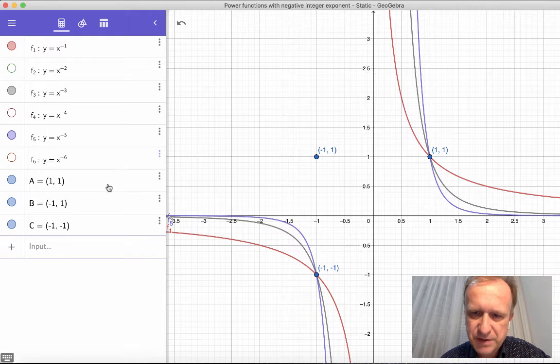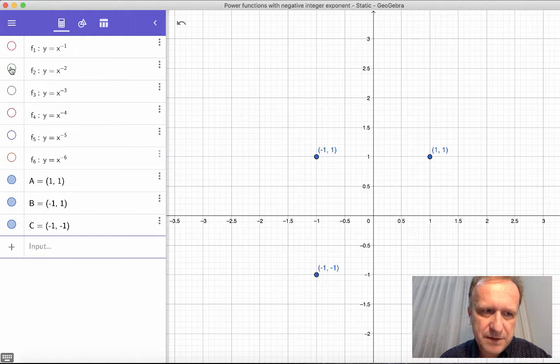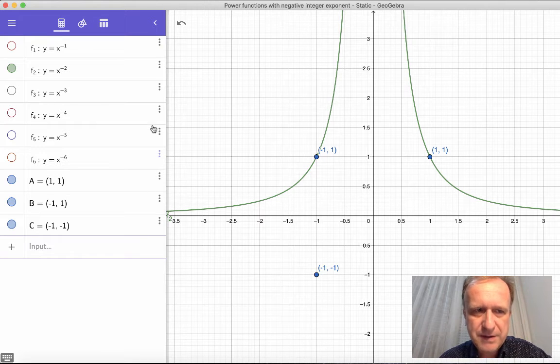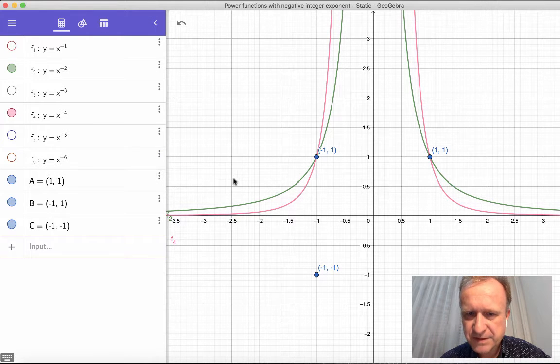So these are the functions with negative odd integer exponent. Now let me remove them and try the functions with negative integer exponent, which is even. So here we are, this is the function y equals x to the power of -2, and you see that the graph exists in the first and the second quadrant, passing through these two important points, and you see its behavior there. Okay, now if I add x to the power of -4, this is it.